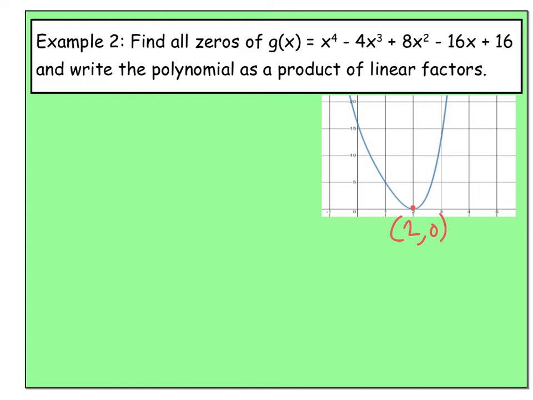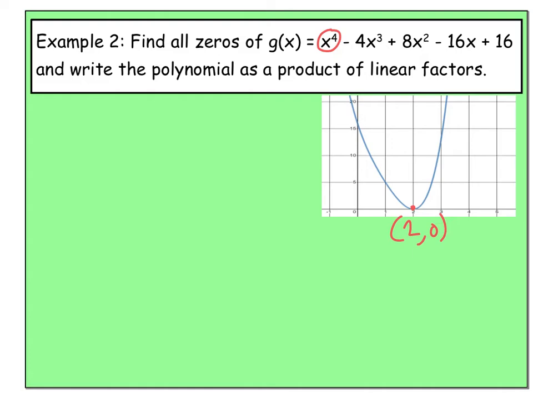So the key here is, since this is a 4th degree polynomial, we know there's a total of 4 zeros. Okay, remember that the complex ones only show up in pairs. Okay, so there can't be just 3 of them. Okay, so that leads us to this idea of multiplicity and repeated roots.